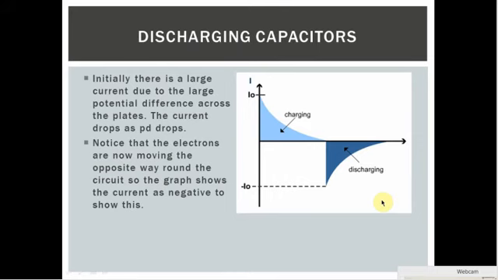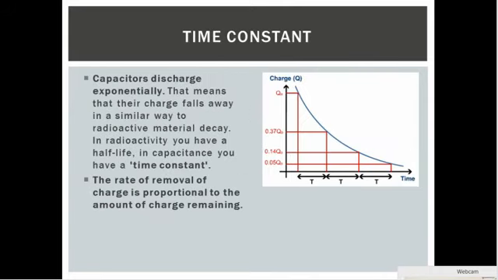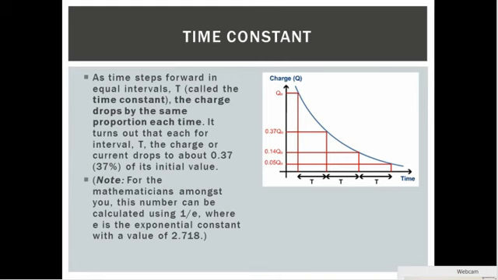Remember if it's discharging, you have the idea of decay. Data shown there with charge and voltage. So remember time constant is a similar idea to that of half-life, but it's not how long it takes to get down to half. It's 0.37 of the original value. So remember the rate of removal of charge is proportional to the amount of charge remaining. That's the idea of it being exponential. Let's again expand on this. So that value of 37 comes from 1 over e, which is the exponential value on a calculator.